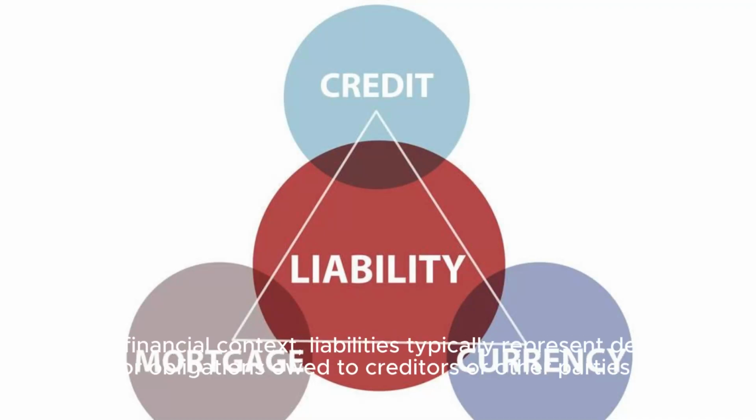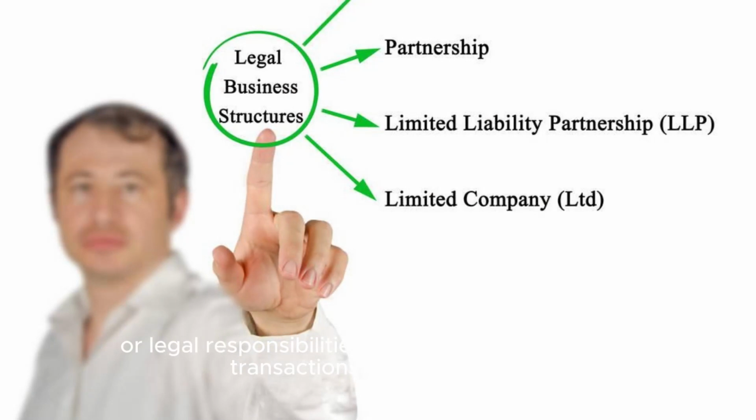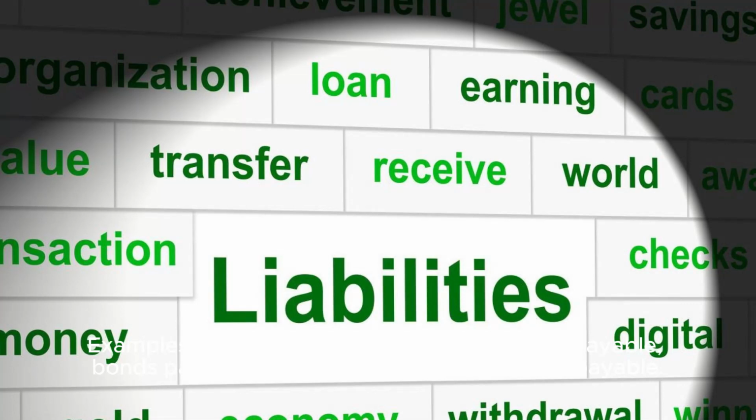In a financial context, liabilities typically represent debts or obligations owed to creditors or other parties. These obligations can arise from borrowing money, purchasing goods or services on credit, or legal responsibilities incurred through various transactions or agreements. Examples of liabilities include loans, accounts payable, bonds payable, accrued expenses, and taxes payable.